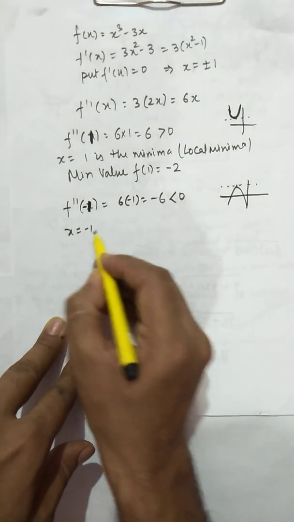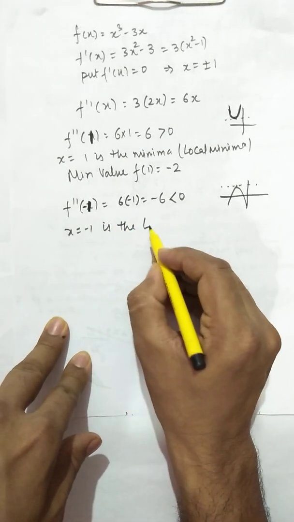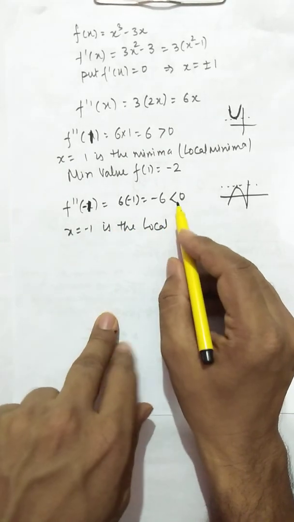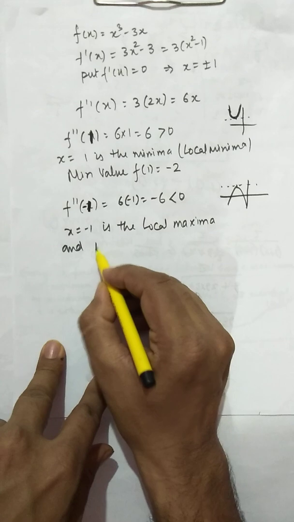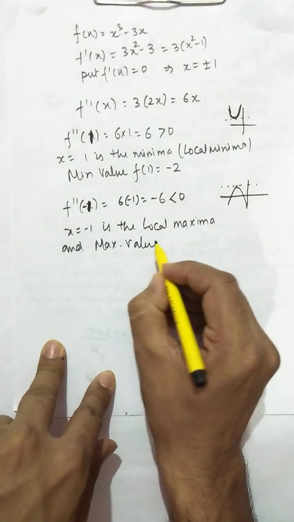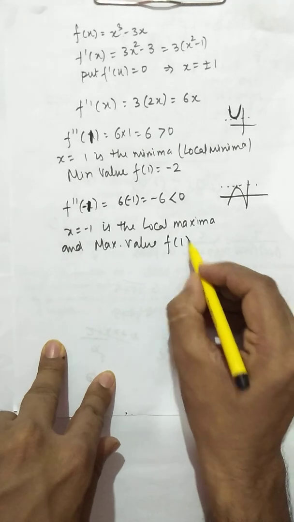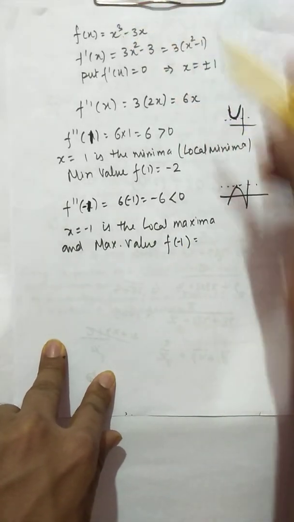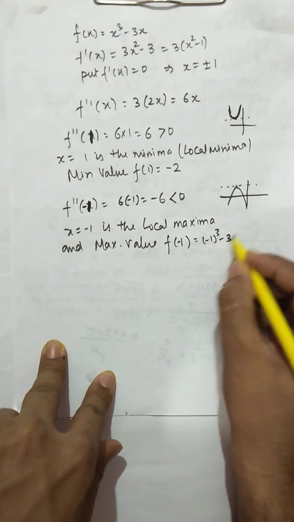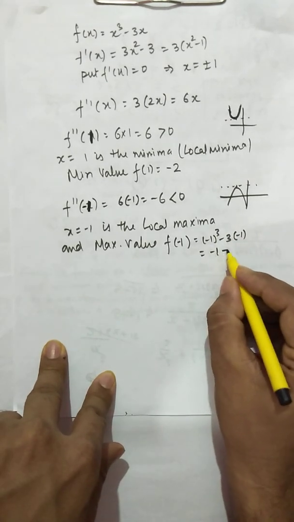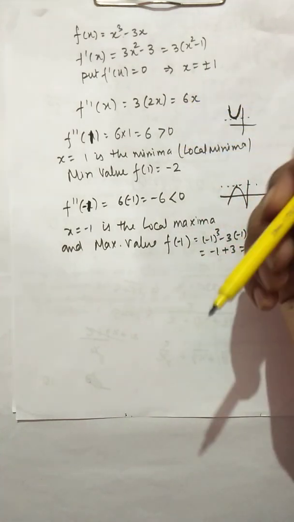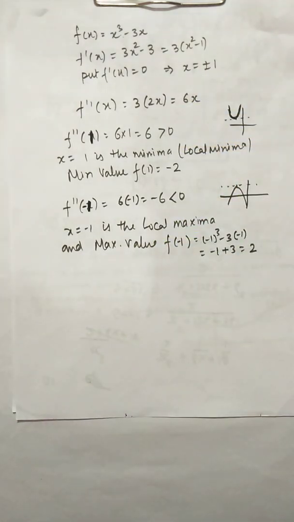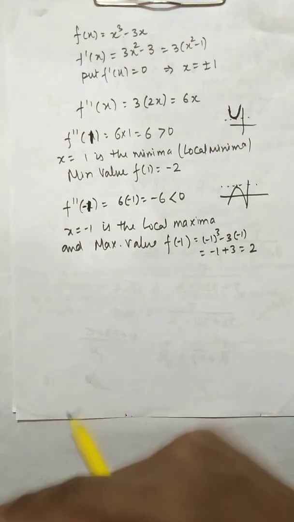So x equal to minus 1 is the local maxima, and the maximum value is f of minus 1. You put minus 1, so this is minus 1 cube minus 3 into minus 1. This is minus 1, this is plus 3, so this is going to be 2. So your maximum value is going to be 2. So this is the working rule for how you apply the second order derivative test. We have also discussed what to do if this test fails.